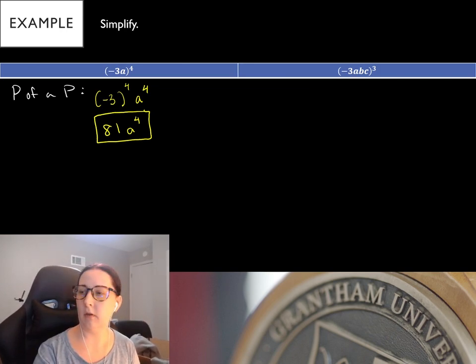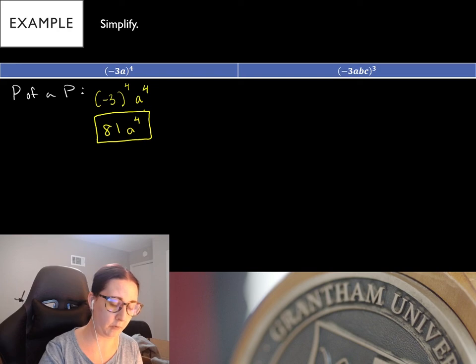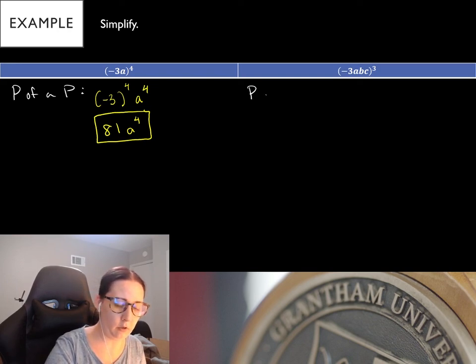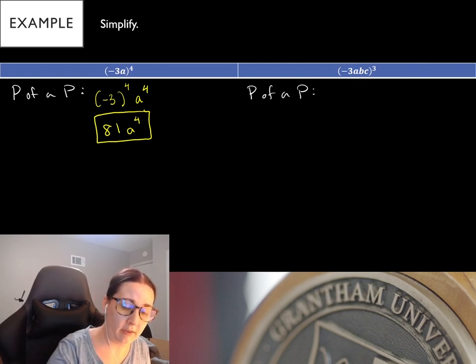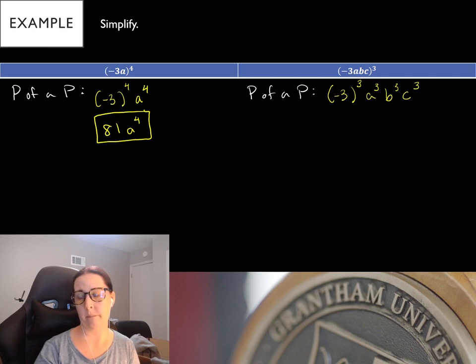So same thing here on the right. We have a series of things multiplied together to an exponent. So we're going to use the power of a product rule. And so that negative 3 is now getting an exponent of 3. A is getting an exponent of 3. B is getting an exponent of 3. And C is getting an exponent of 3.